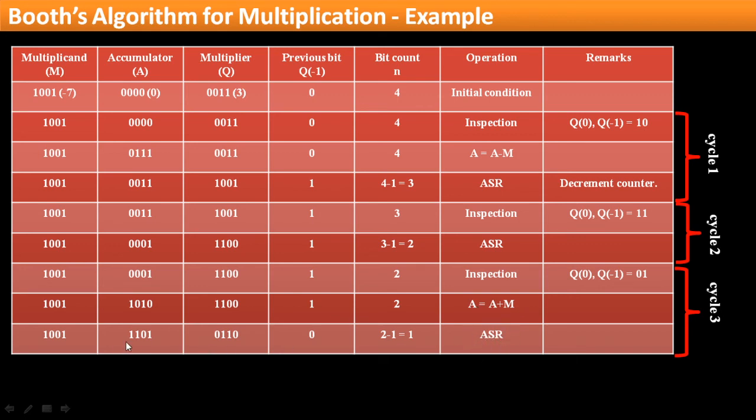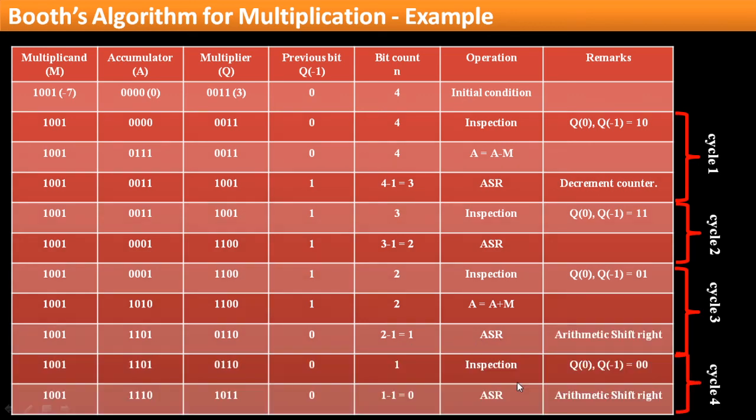Now here you see after addition, it has changed to 1010. That means 1 is available in the most significant bit. This is preserved as it is and then the 1 is shifted like this. So what we get is 1101, 0110, this is 0, and after decrementing the N, what we have is 1. So this is the end of the third cycle.